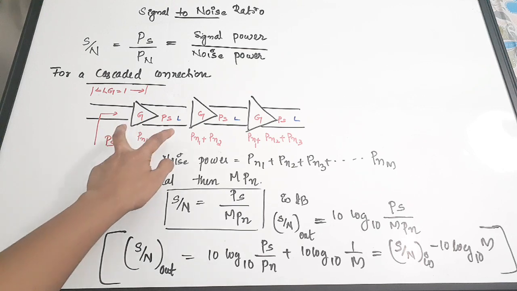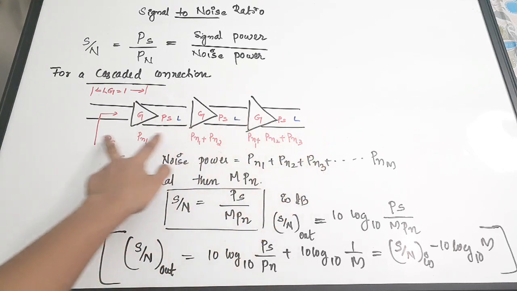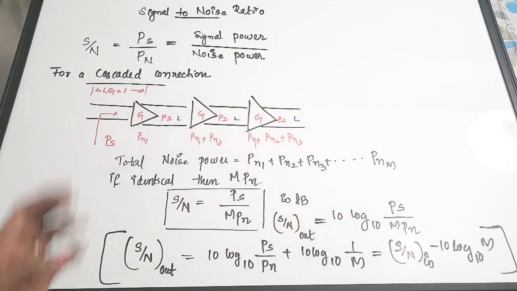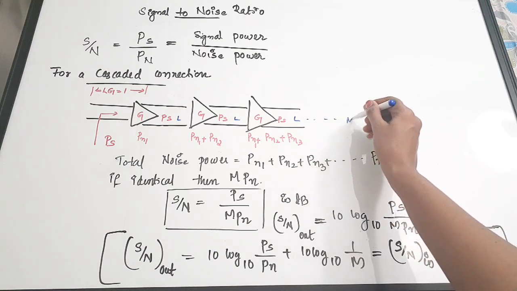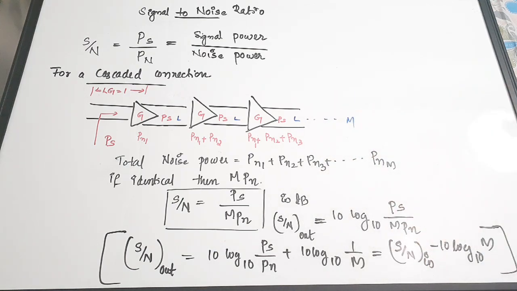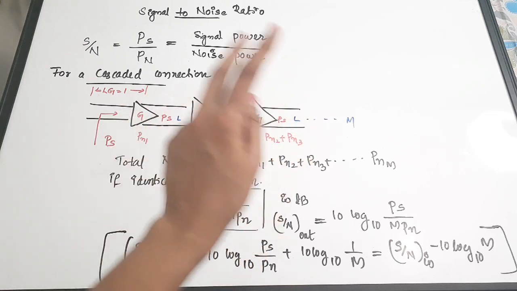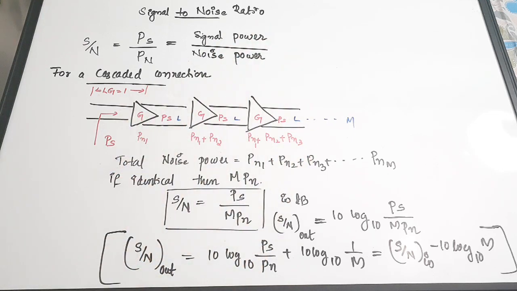So consider that the noise is added at each section of the repeater. Consider that this is one section, this is one section, this is one section, and likewise it will go on. Here I have only considered 3 sections, but consider that there are up to M sections. For every section the loss incurred is L, and the gain of each amplifier or repeater at the various sections is G. We have designed the system in such a way that L into G is equal to 1. The product of the gain and the loss is equal to 1, so whatever loss is there, the gain is there to compensate for it.